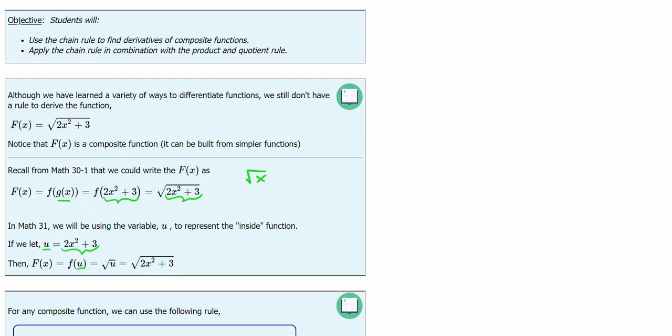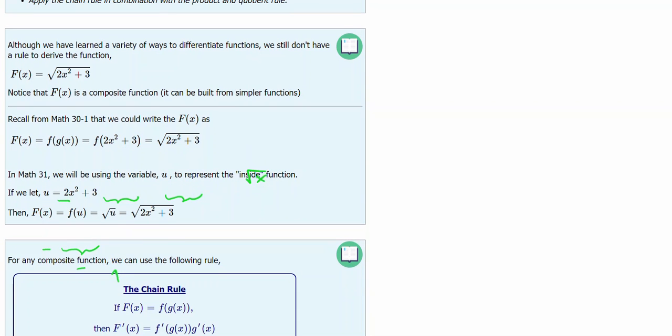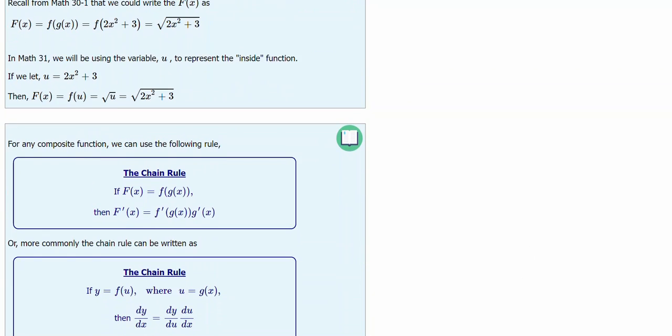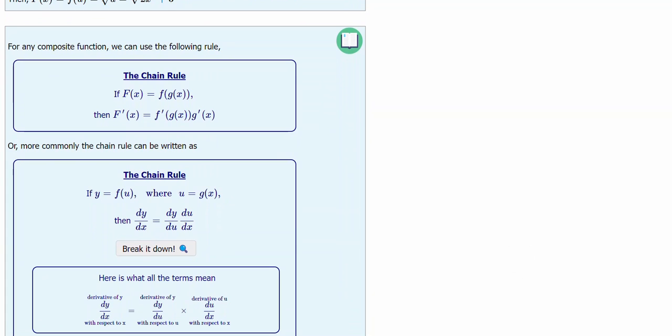And you might be saying, yeah, so what, right? But this u is going to show up in our equation below. So let's go down. So here's our rule. It says for any composite function, we can use the following rule. So let's see if we can make sense of this. If f of x, so some function, can be written as a composite function, like the example above, then the derivative of that function would be this.